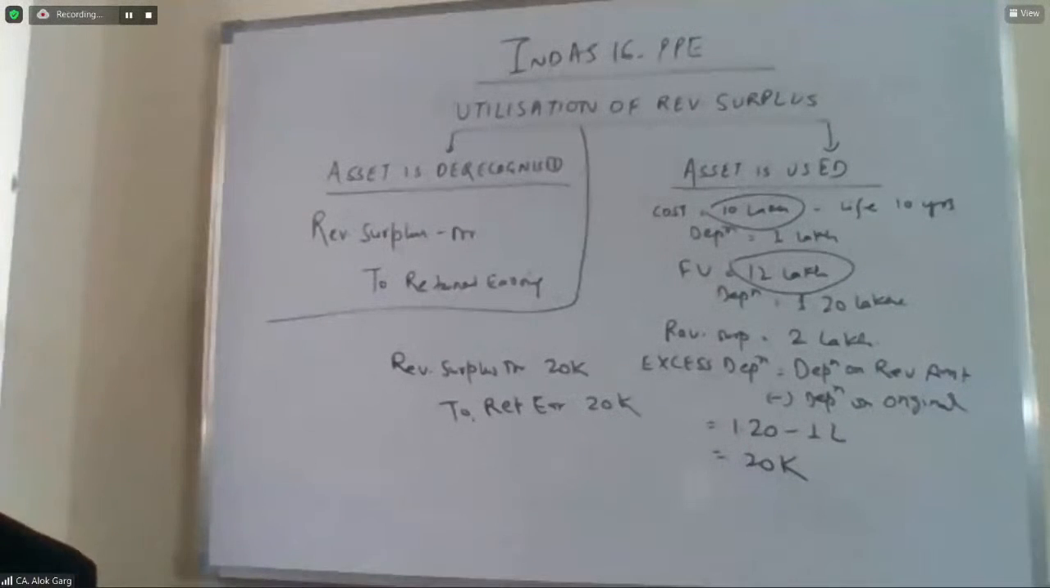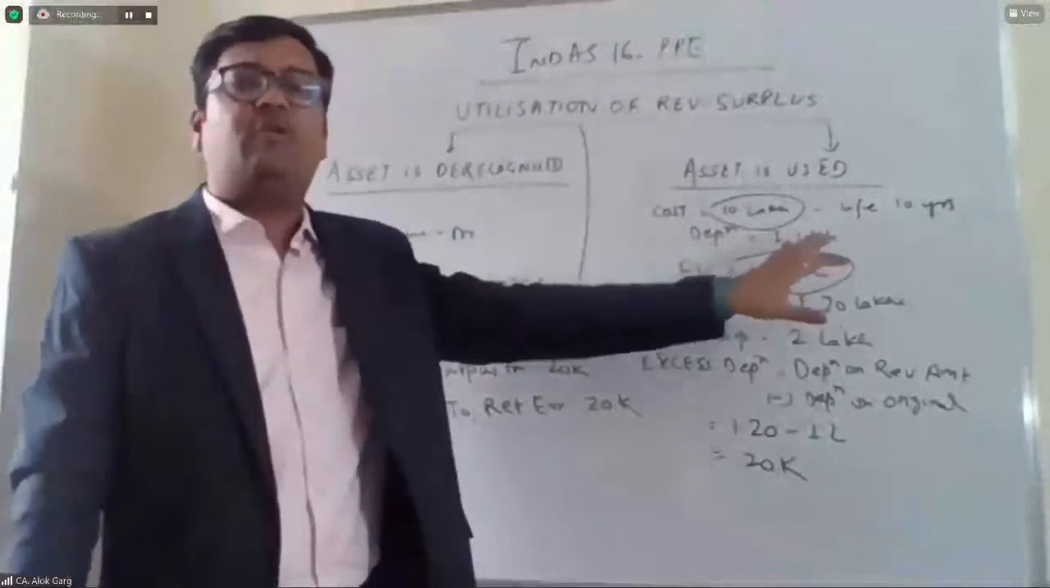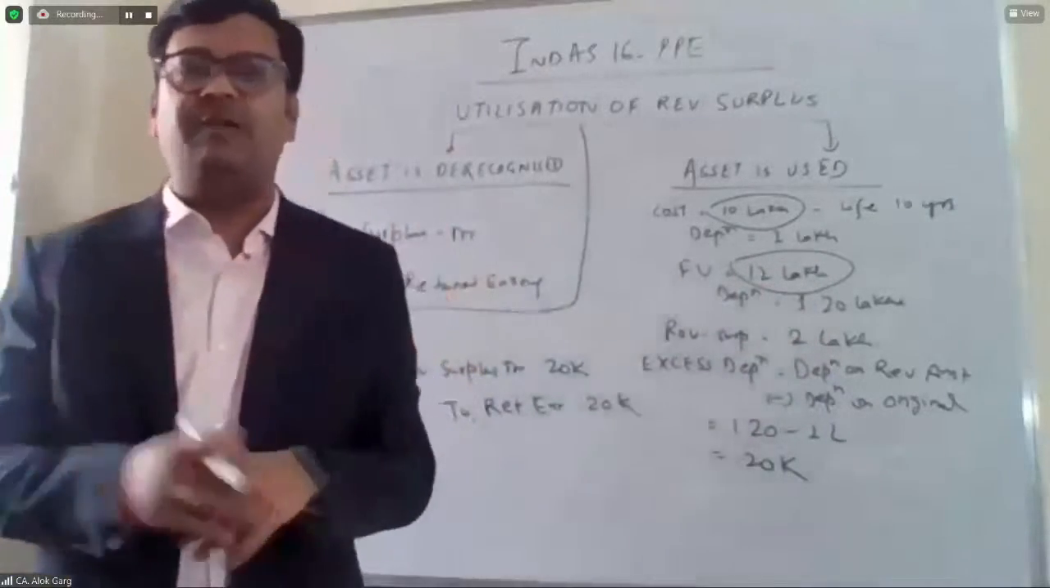So Rohita is saying, sir, depreciation on fair value of 12 lakh is to be done for 9 years as 1 year is completed, but we have done for 10 years. Why? So Rohita, I have used this just to explain the concept. Okay, just to explain the concept that the excess depreciation is 1.2 lakh.